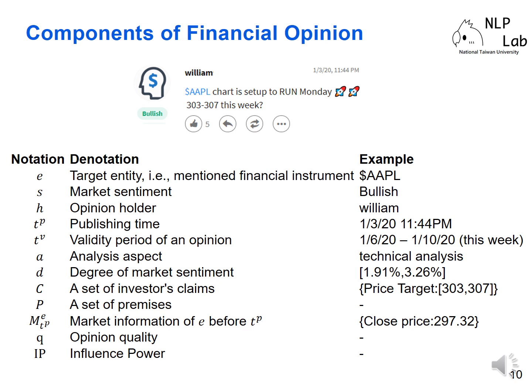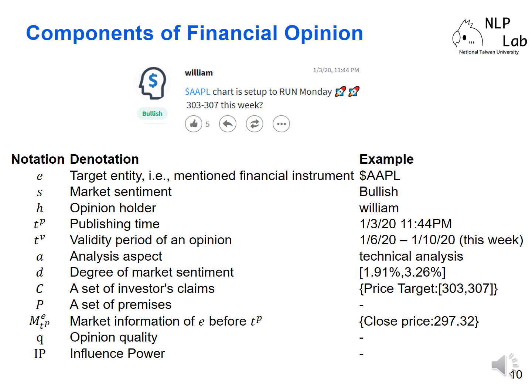The aspect of the opinion is also important. In this case, the investor used technical analysis. To look deeper, we can find that the degree of market sentiment can be inferred from the price target given by the writer, and the forecasting can be considered as the claim of the investor. As with most tweets, these tweets do not provide the premise to support the claim. The market information at the publishing time of the instrument also needs to be recorded.